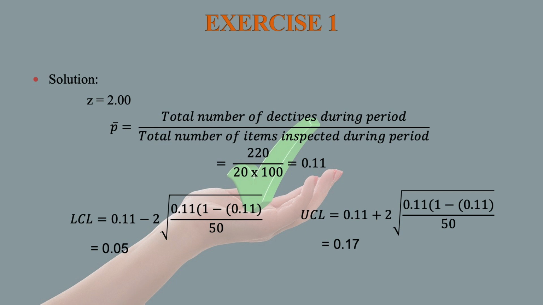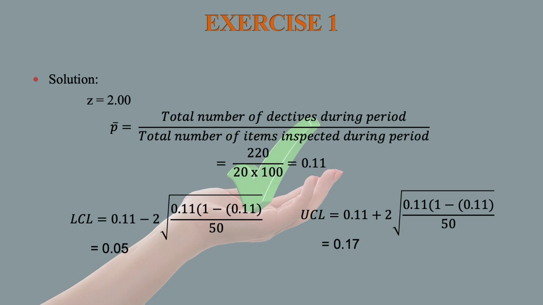Once you calculate P bar, once you know the value of Z, that is equal to 2 for this case, we are considering 2 sigma level of process. So here, first of all, we would like to calculate the LCL, that is lower control limit. The lower control limit is equal to 0.11 minus 2 under root 0.11 multiplied by 1 minus 0.11 divided by 100. It comes out to be 0.05.